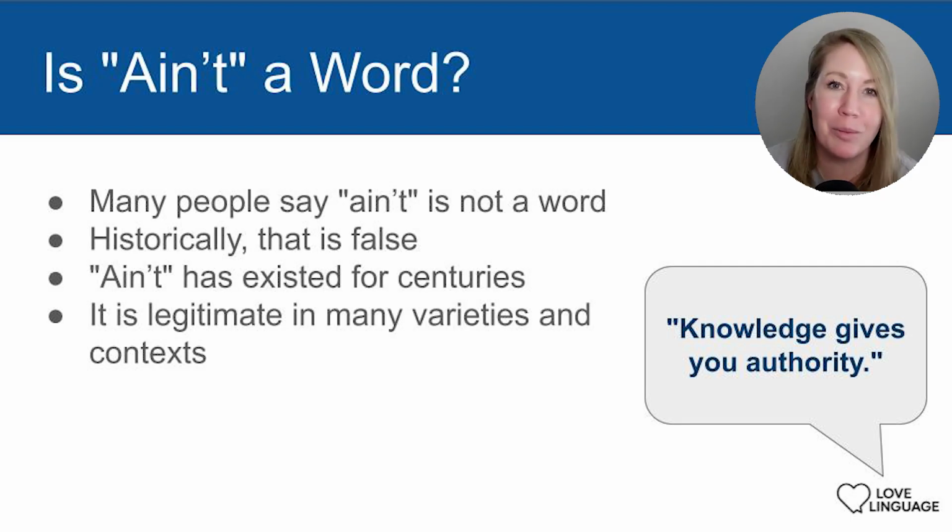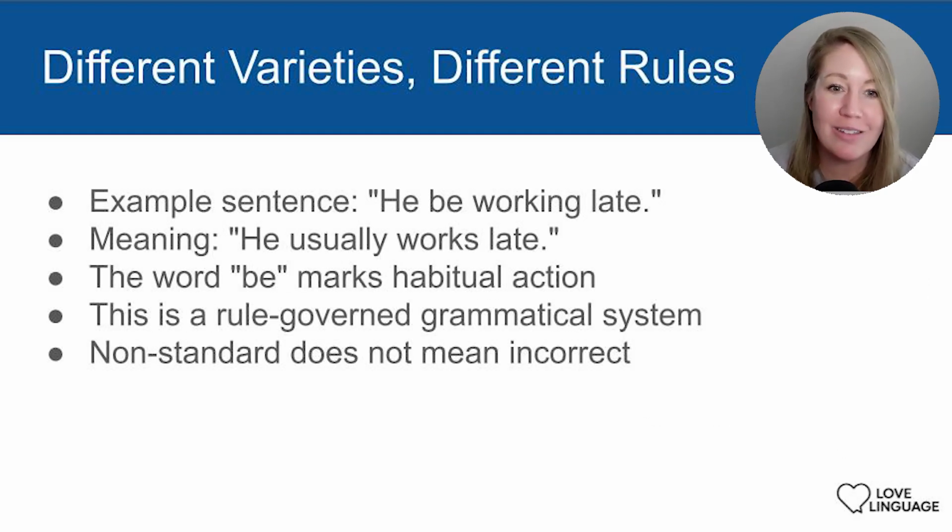And let me give you a concrete example of what that might look like. In some varieties of English, you might hear a sentence like, "he be working late." And that doesn't mean he is working late right now. It actually means something like he usually works late. So that "be" isn't random. It marks habitual action. It's doing grammatical work, right? So from a linguistic perspective, that's not incorrect. It's a different system with its own rules.